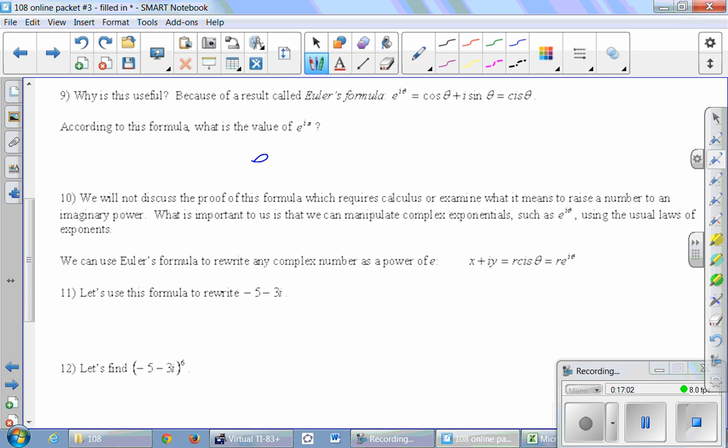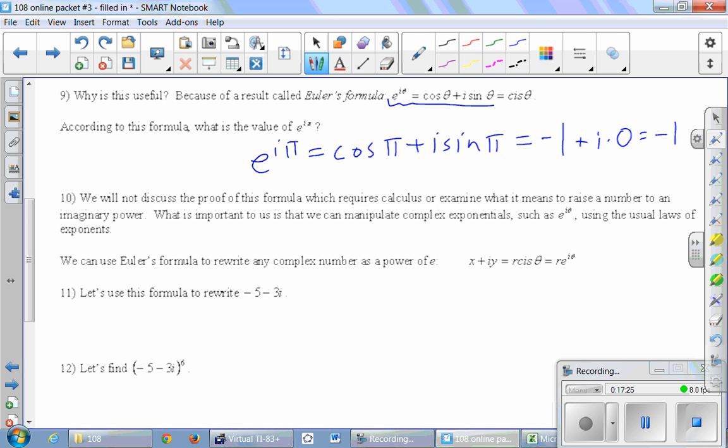Well, let's try. e to the i pi equals, okay, let's see. So here's the formula. e to the i theta is really cosine theta, so cosine of pi plus i sine of pi. Okay, cosine of pi, that's -1, plus, and then sine of pi is 0. So i times 0, or just -1. So that means that e to the i times pi is -1.